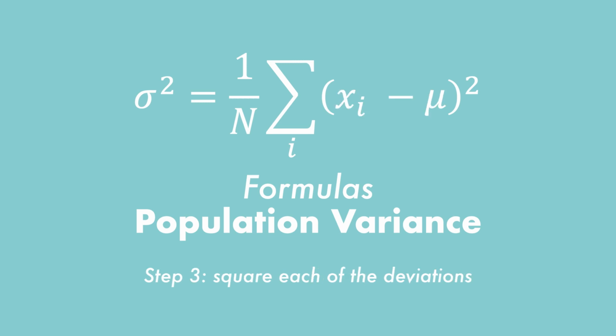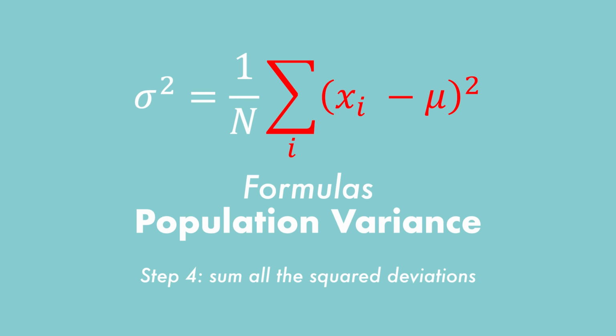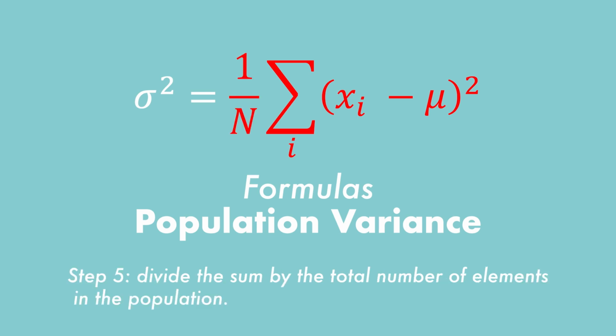Step 3. Square each of the deviations to make them positive. Step 4. Add up all squared deviations. Step 5. Divide the sum by the number of data in the population. The result is called variance.